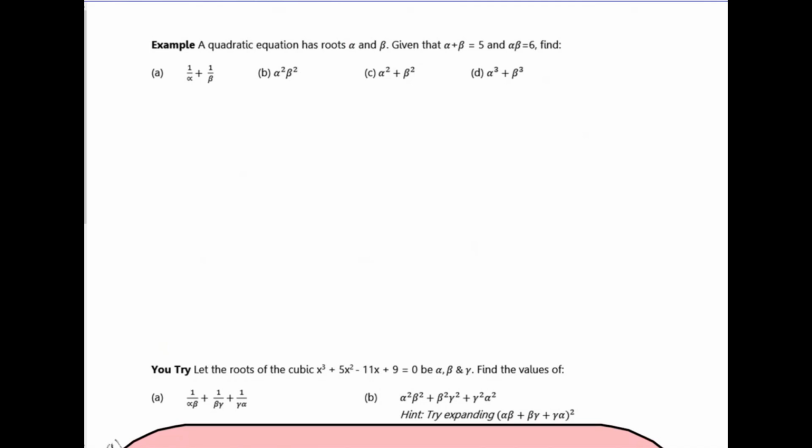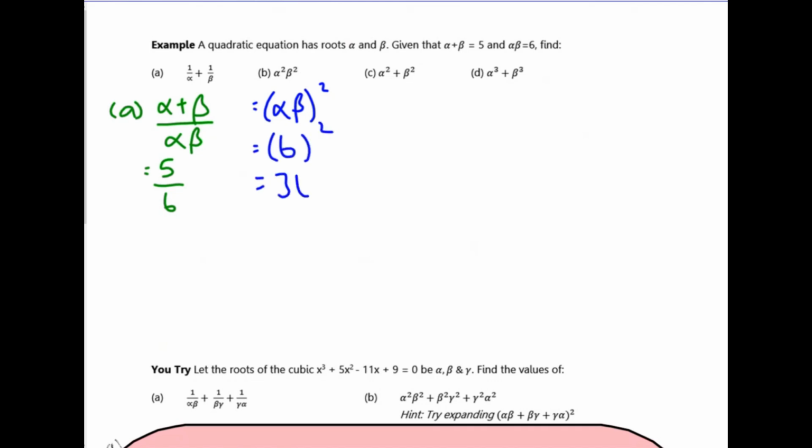Have a quick look at these and use what we've just done. So this first one, we're going to combine these together into a single fraction. We're told in the question that alpha plus beta equals 5 and alpha beta equals 6, so we get 5 over 6. For the next one, alpha squared beta squared, well, you can write that as alpha beta all squared. And alpha beta is just 6, so that's 6 squared, which is 36.